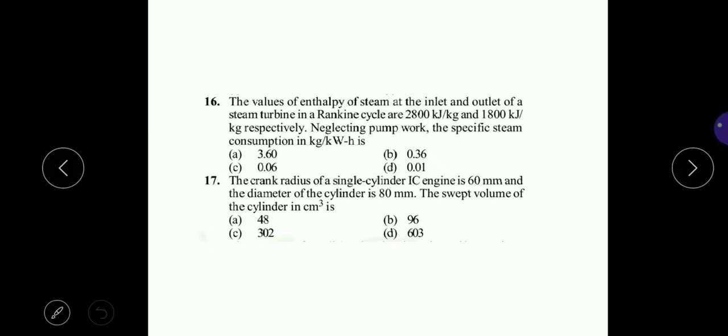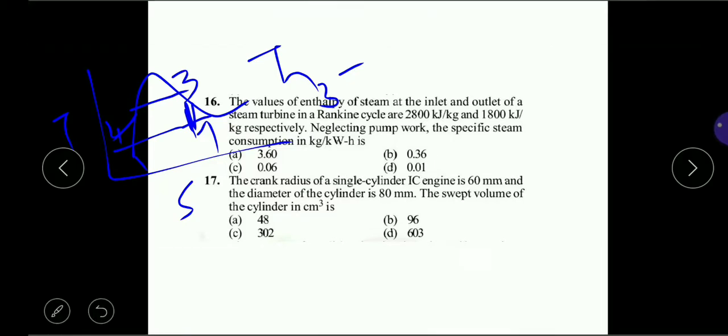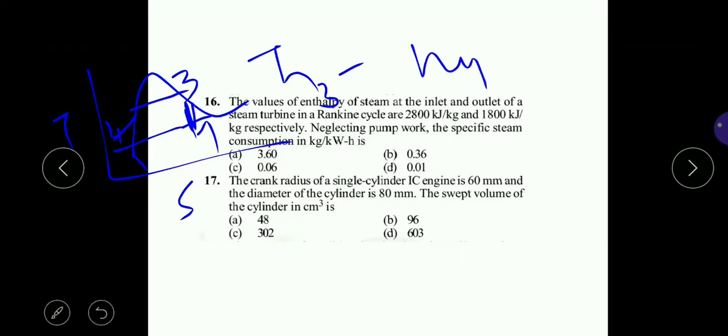Then next, the values of enthalpy of steam at inlet and outlet of a steam turbine in a Rankine cycle. Okay, so if I draw the Rankine cycle on the T-S diagram, it will be somewhat like this. So this will be 1, 2, 3, 4. So H3 and H4 are given. H3 equal to 2800, and H4 equal to 1800, and it is telling us to neglect the pump work, and we need to calculate the specific steam consumption.